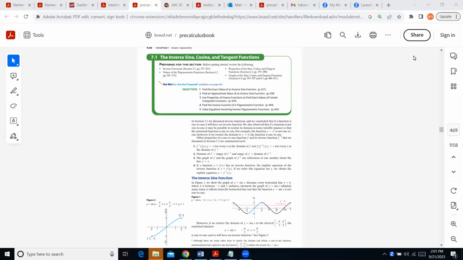This chapter has its own specific topic. It deals with so-called inverse functions. Inverse functions.